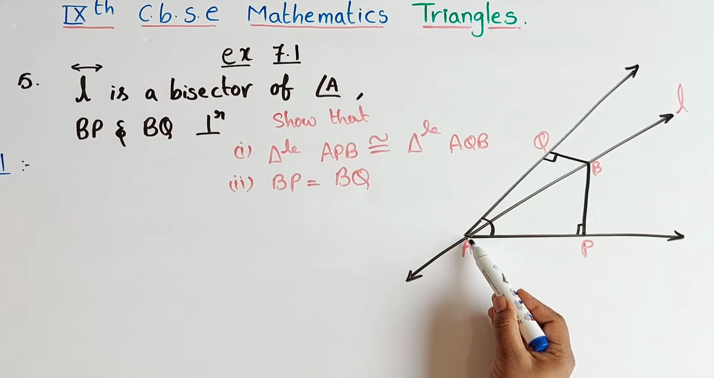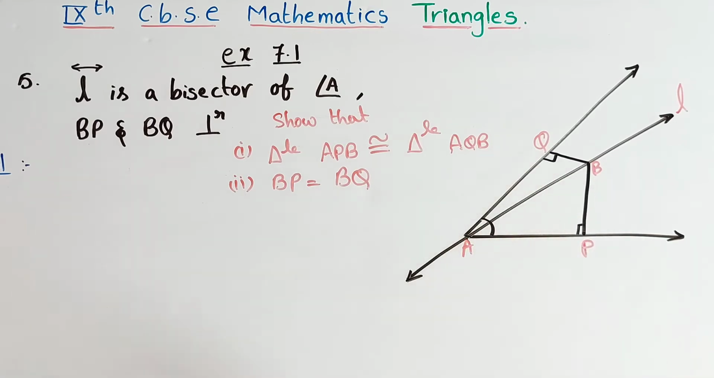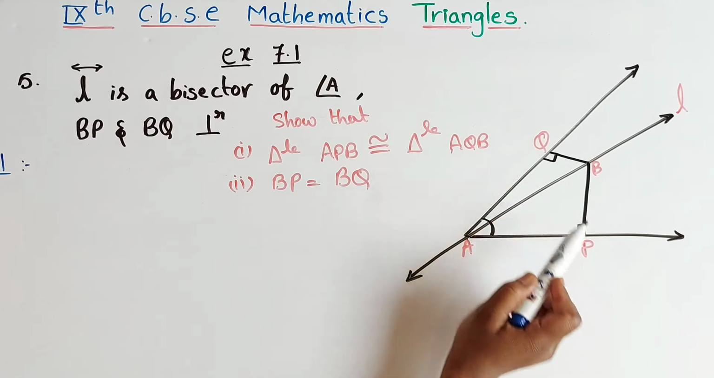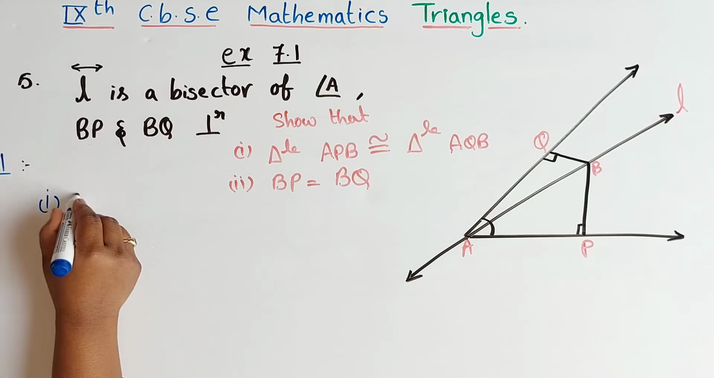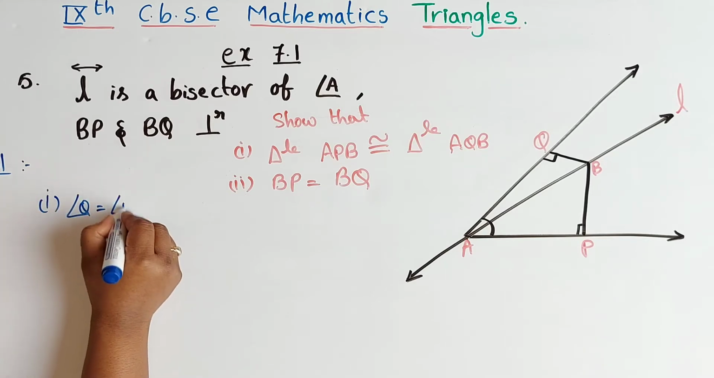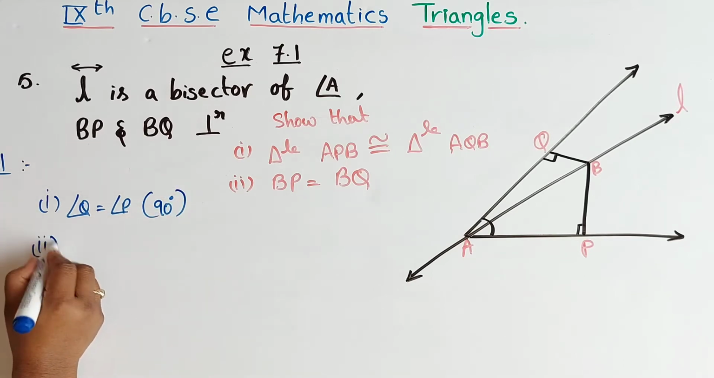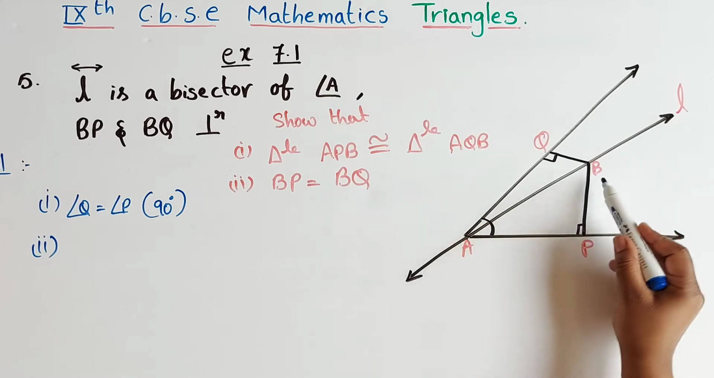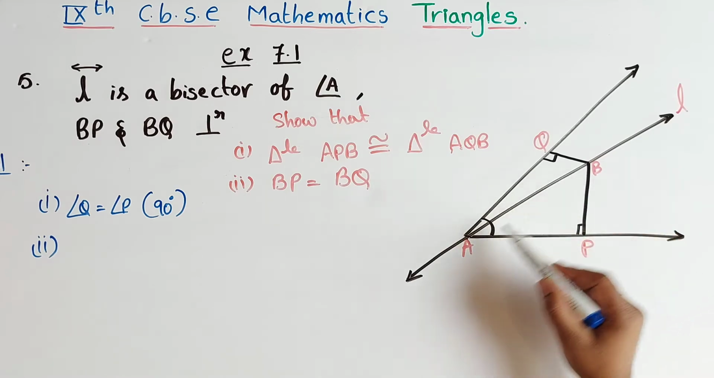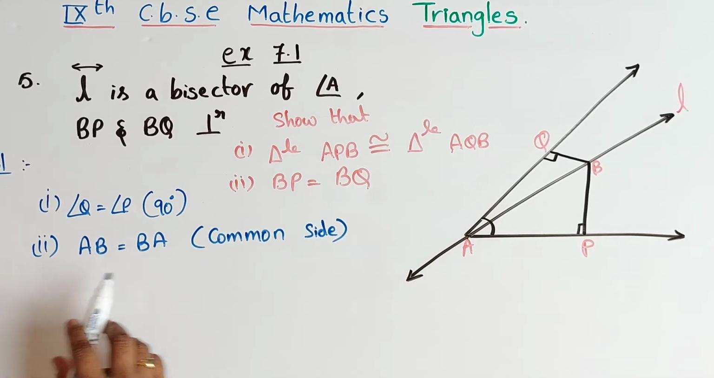Check the triangle AQB and check the other triangle ABP, children. Here we have angle Q and angle P, both are 90 degrees. So can I write angle Q equals angle P? What is the reason? 90 degrees. Now see the second reason. Here we can write AB equals BA because it is common for both the triangles. Here I have written the same, AB equals BA.